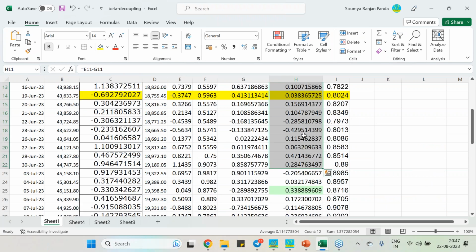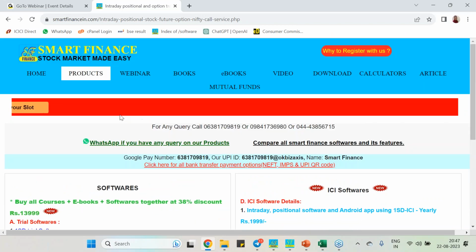You are not going to do any calculation here. Make it blissful, make it happy trades. So that is what I used to tell in our Smart Finance logo, at the beginning, what we said: stock market made easy. If it is easy, how can it be difficult? That is our logo here.